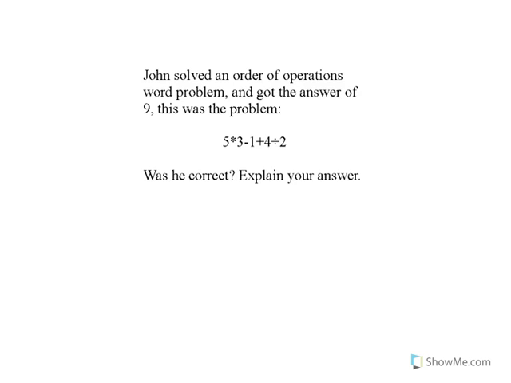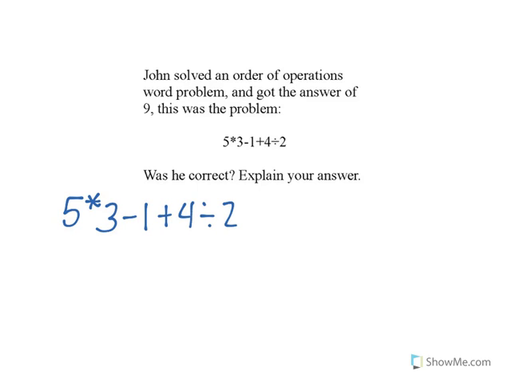Okay, and if you went ahead and answered it, John solved an order of operations word problem and got the answer of 9. This was the problem, 5 times 3 minus 1 plus 4 divided by 2. Was he correct? Explain your answer. And most of the time when you get a problem like this, the person is usually not correct. So let's take a look and see.